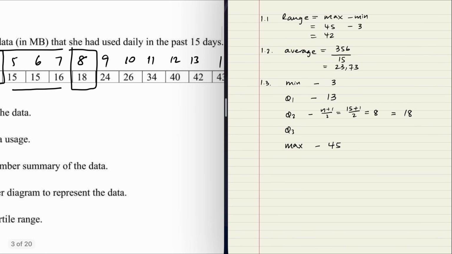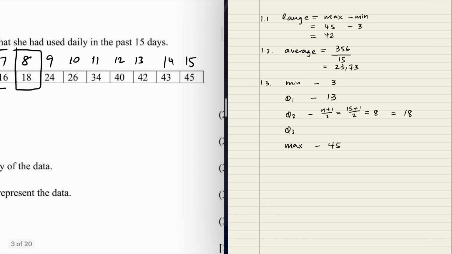And likewise, to calculate or to find Q3, you look at these 7 data points here. The 12th one is going to be Q3. So Q3 is going to equal 40. And we can confirm this because we have 3 data points here and 3 data points there.